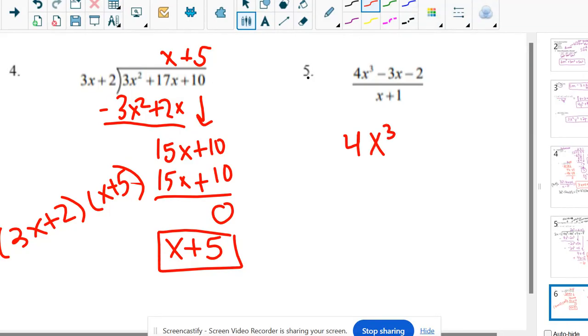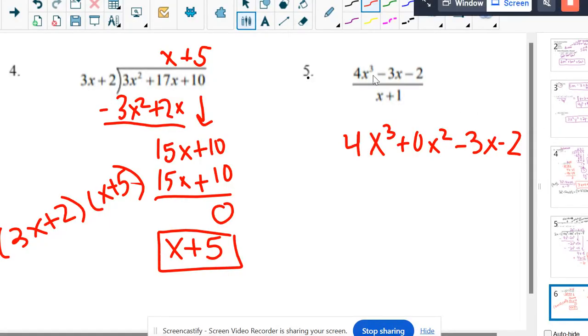Okay, so what do you notice about number 5? It's like divided under it. Denominator, numerator. What is missing in number 5? Rudy? An x squared term. So that means when we write our divisor, we're going to have to put plus 0x squared as a placeholder. So whenever you do your division, make sure that if it doesn't have all of the terms, you put a placeholder in.